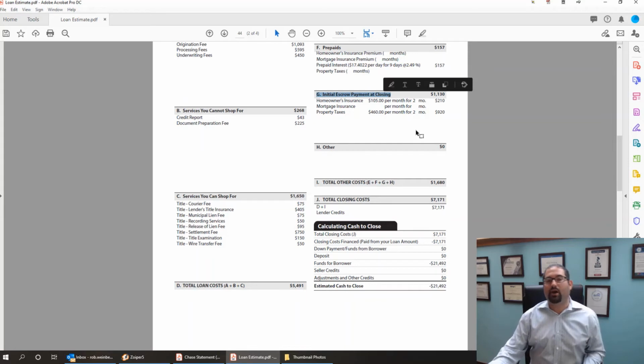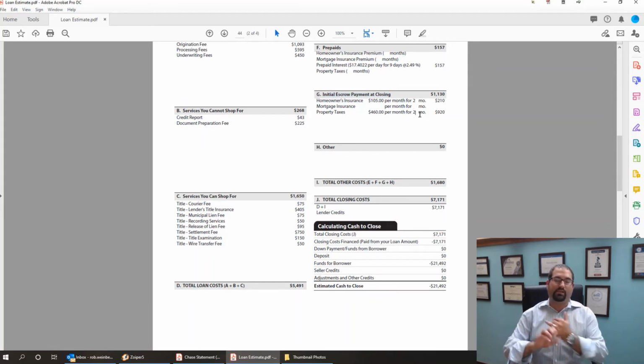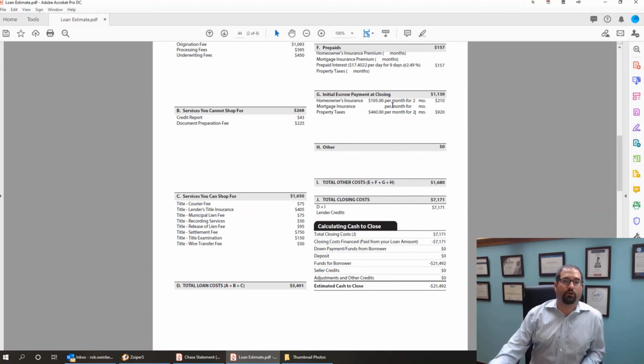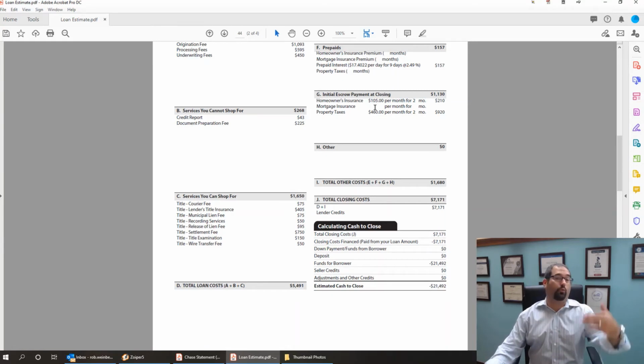Section G is going to be the money they're collecting towards your escrow account. This is going to be completely different based on the exact date you're closing, when your property taxes are due. Are they due monthly, quarterly, semi-annually, or annually? Every state is different. And then your insurance. When is your insurance renewal? If you're escrowing your property tax and insurance, there needs to be enough money collected here in order to make good when the renewals happen, when the payments have to be made.